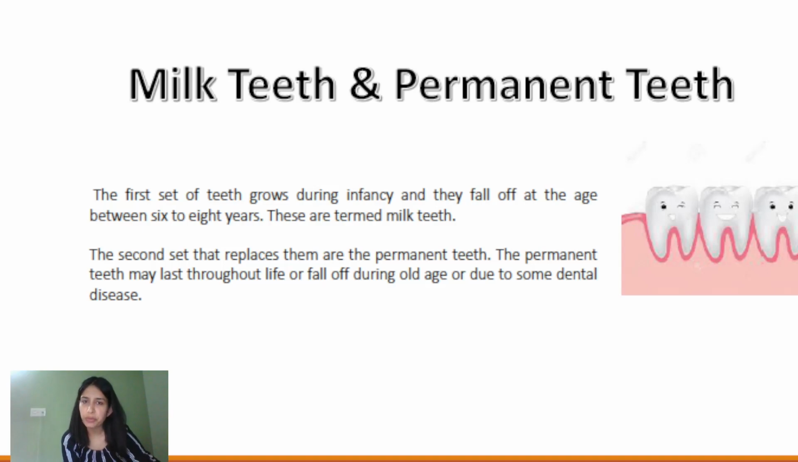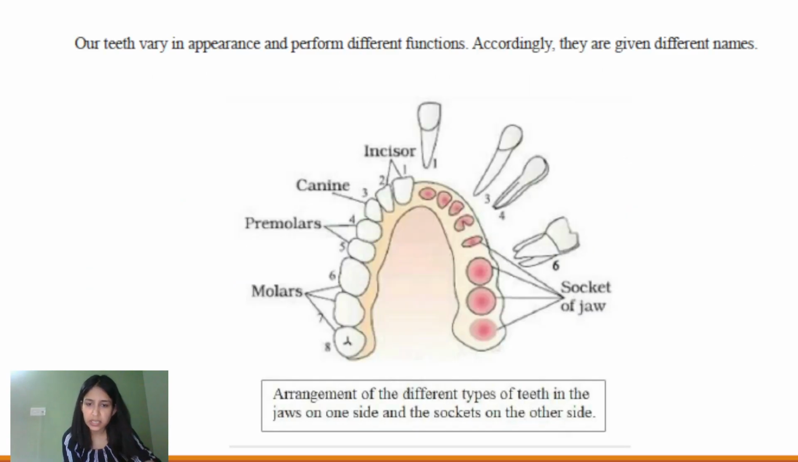So milk teeth and permanent teeth are two different categories. We are dividing the teeth. Now we have this picture in front of us, that our teeth vary in appearance and perform different functions. We know that not all the teeth perform the same function in the mouth, right?